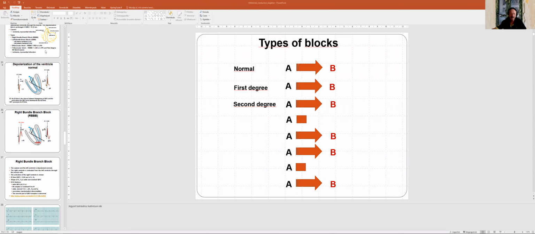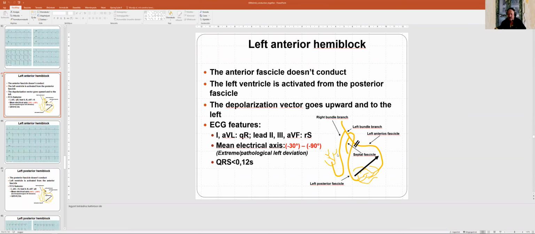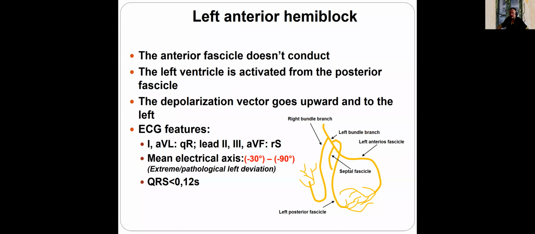Okay, let's continue with the hemi blocks. So basically, the difference is only with the axis. If you see an extreme left deviation, that is caused by an anterior hemi block. If you see an extreme right deviation, that is possibly due to a posterior hemi block.